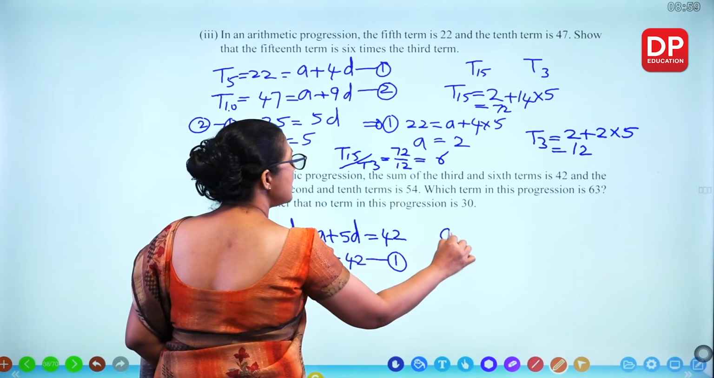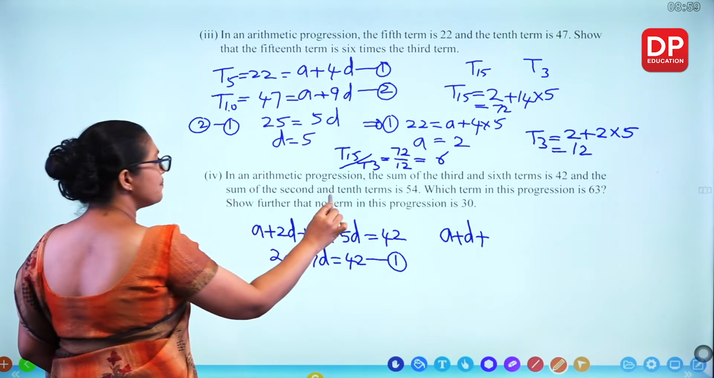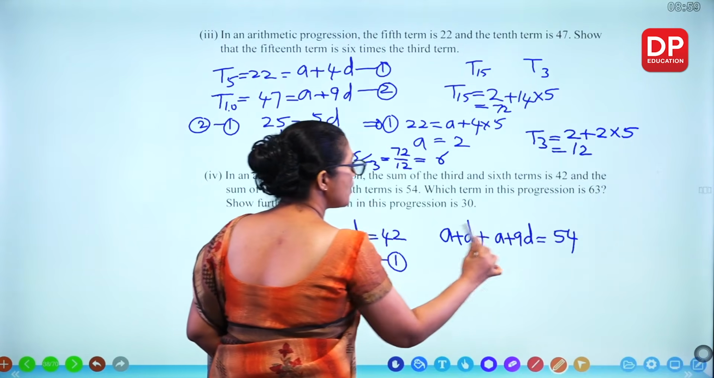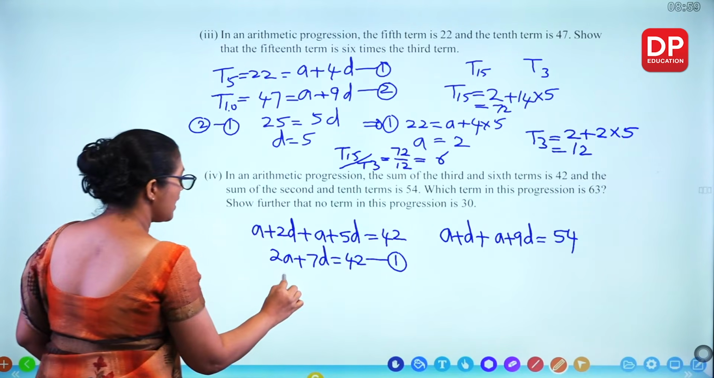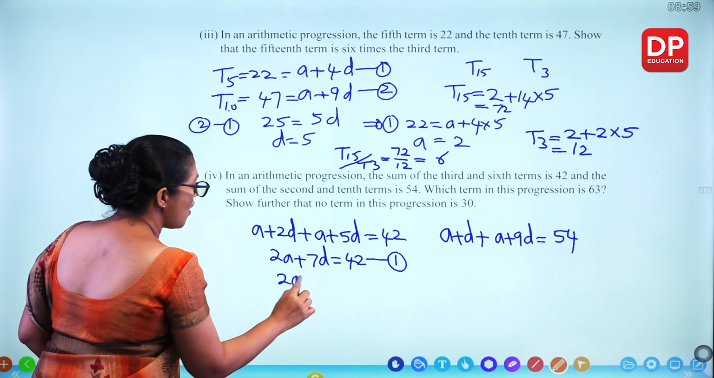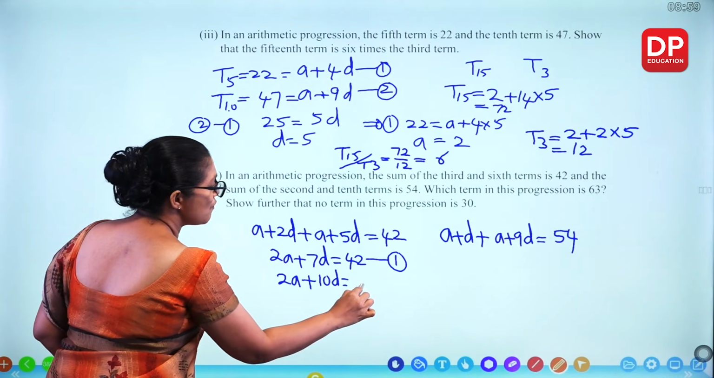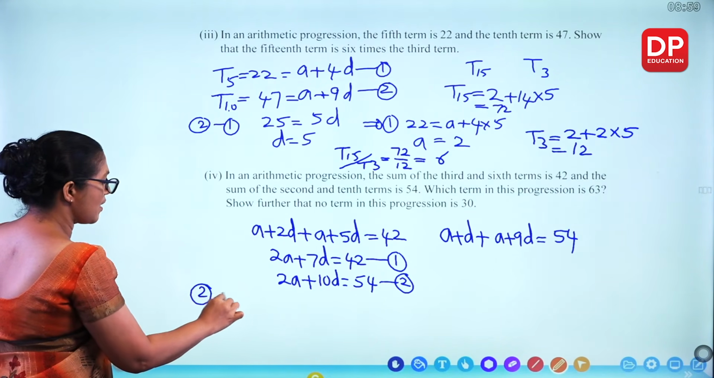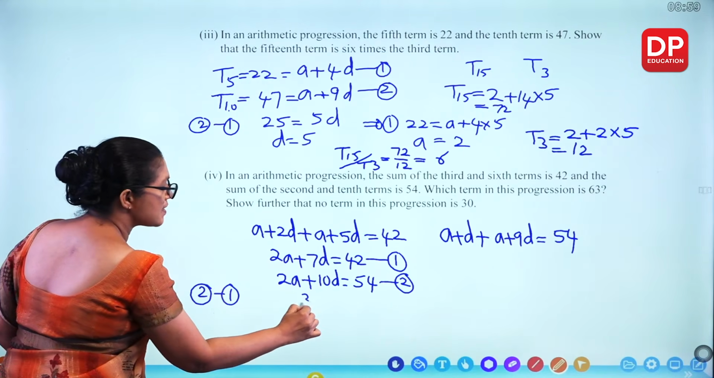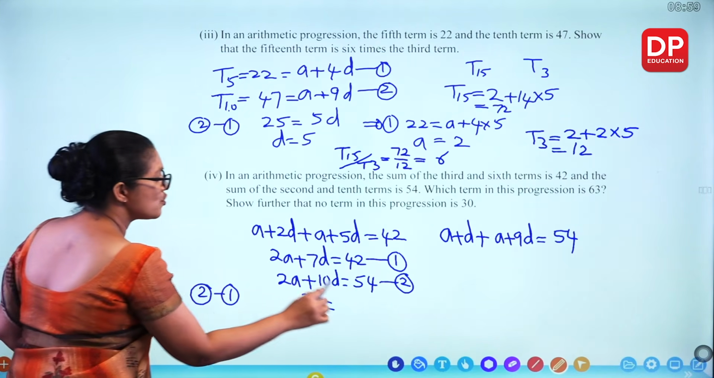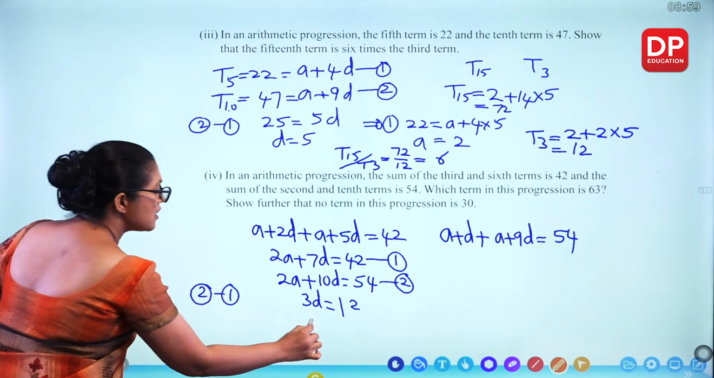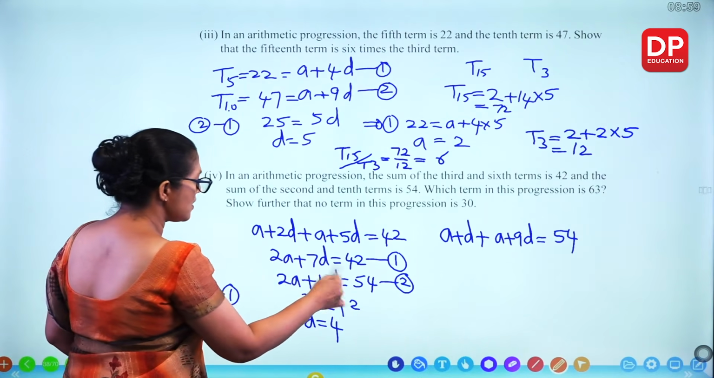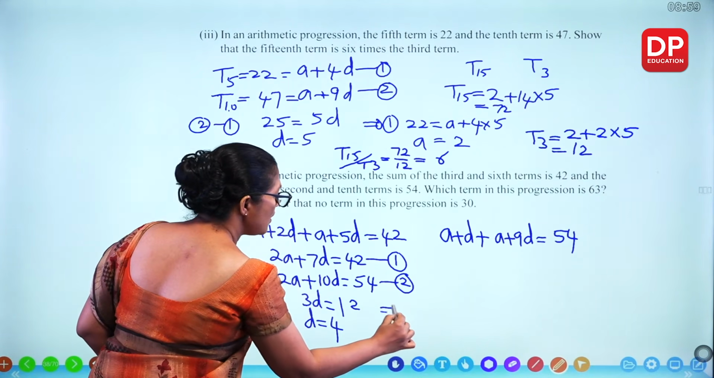What is the second term? a plus d. The 10th term? a plus 9d. That's equal to 54. Now simplify. a and a, 2a. 9 and 1, you get 10d equals 54. That's your second equation. Now subtract and you can find out d. 10 minus 7 is 3. 54 minus 42, you get 12. So d becomes 12 divided by 3, which is 4. Now substitute into one of the equations and find out a. I'll take the first one.